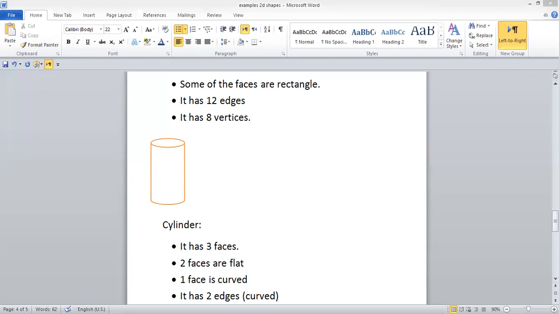Okay. Complete this cylinder so that we can go on to write another shape. We will learn one more shape. After cylinder, we are going to learn about cone.